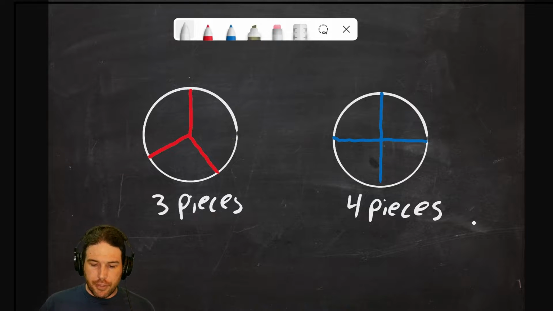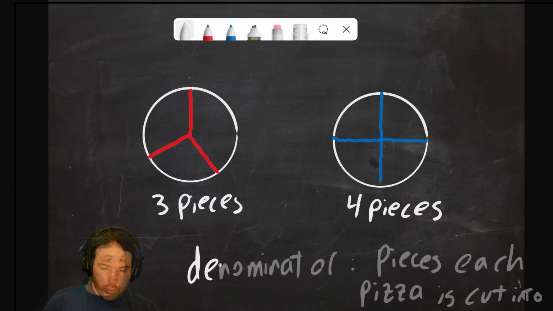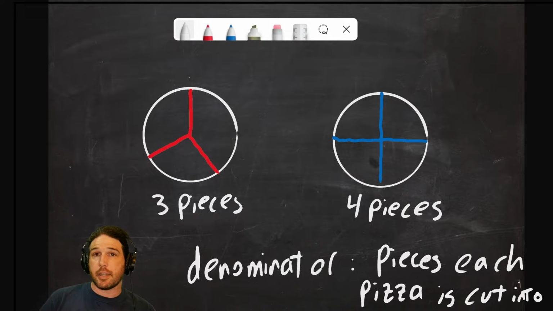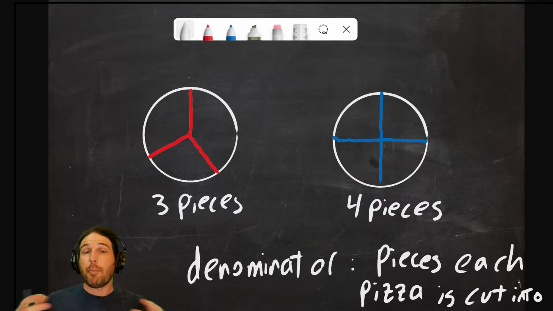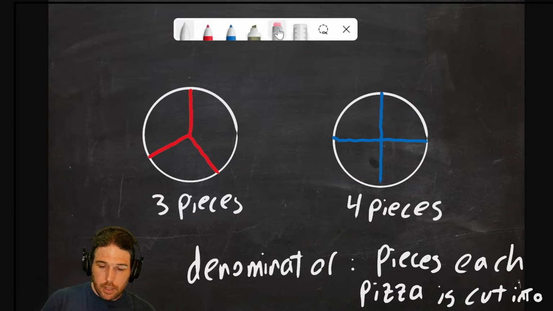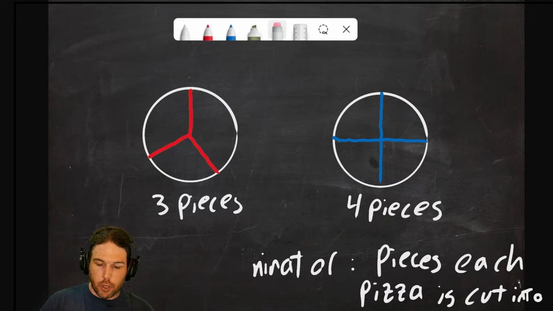Now, I want you to think of the denominator as the number of pieces each pizza is cut into. So it determines effectively the size of the slice, right? The more pieces each pizza is cut into, the smaller each slice is going to be. That's the denominator. It's the bottom of the fraction. The numerator is just how many pieces you have total.